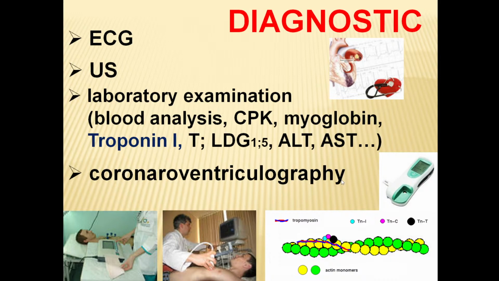Later, we can send our patient for ultrasonography to clarify post-infarctive complications, to assess the activity of the heart contraction, depending on the heart stroke, and reveal the degree of heart failure. In laboratory examination, the usual blood analysis is not obligatory, but we will obligatorily examine specific markers of heart necrosis, such as C-reactive protein, myoglobin, LDG, ALT, AST, and I'll draw your attention to troponin.